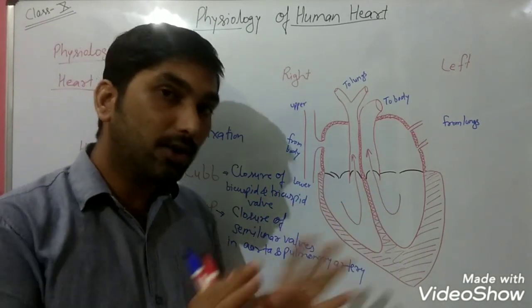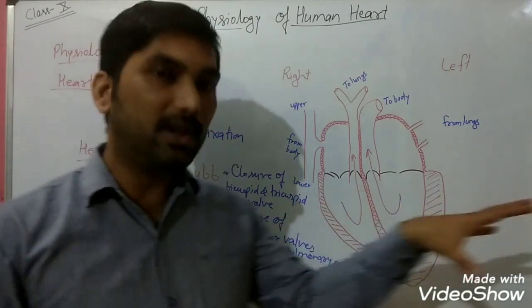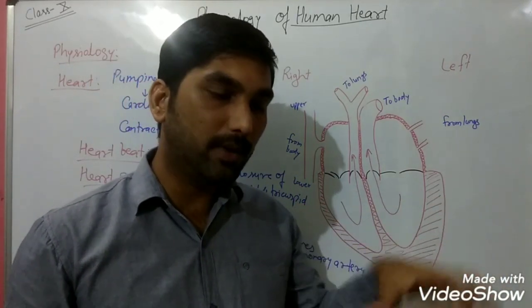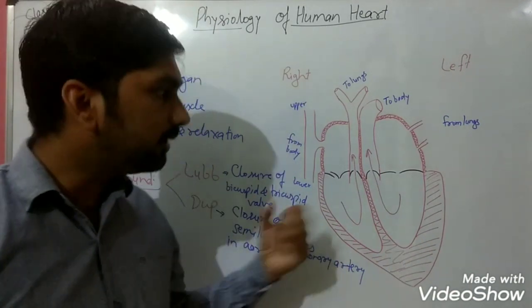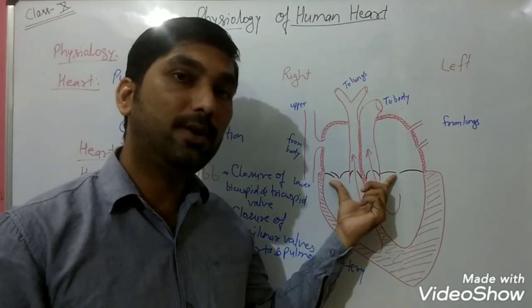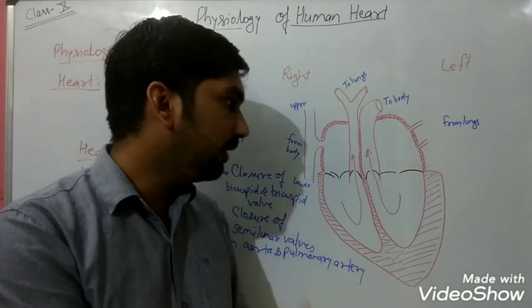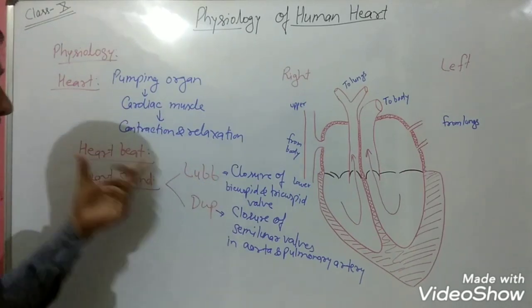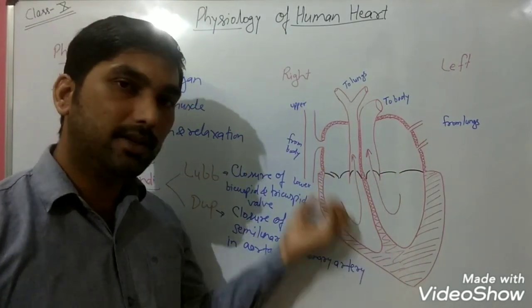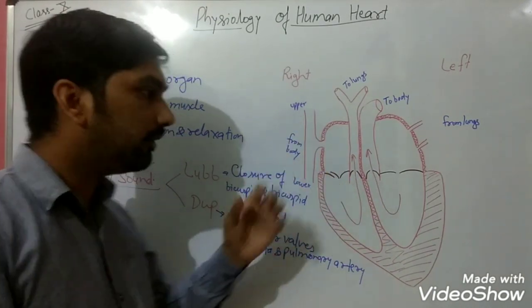So these two sounds are the closure, not the opening. Perhaps you have also observed this: when we open a door, it does not produce sound, but when we close the door, it produces sound. In the same way, valves create sound when they close. So two sounds are here, lub and dub. And heartbeat is the rhythmic contraction and relaxation of all four chambers of the heart.